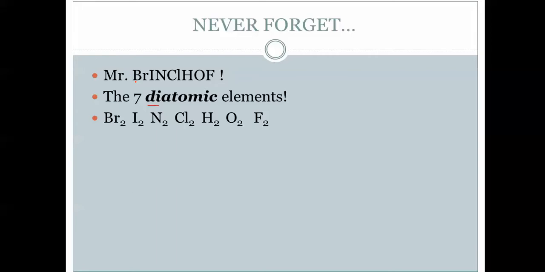It's made up of the elemental symbols for those 7 elements spell out this name. So the 7 diatomic elements are bromine, that's Br, iodine, that's I, nitrogen, that's N, chlorine, that's Cl, hydrogen, that's H, oxygen, O, fluorine, F. Brinkelhoff. So if you can remember Brinkelhoff, you can remember the 7 diatomic elements.